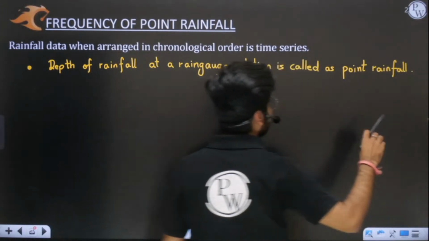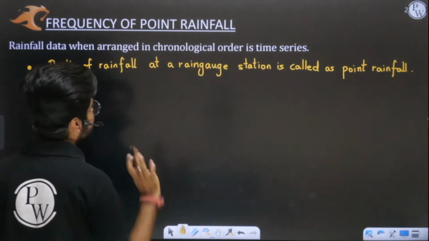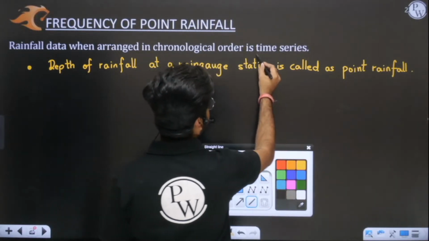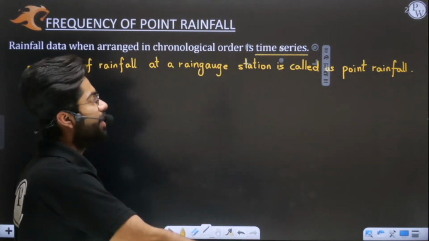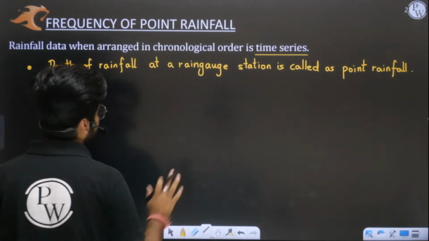Now, what is the meaning of frequency here? Time series you have told me, and I have understood its meaning: simply we have data plotted in sequential, yearly, annual manner. And the depth of rainfall at any rain gauge station is known as point rainfall.